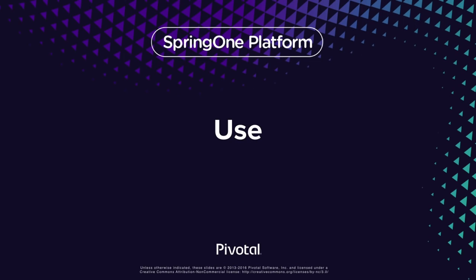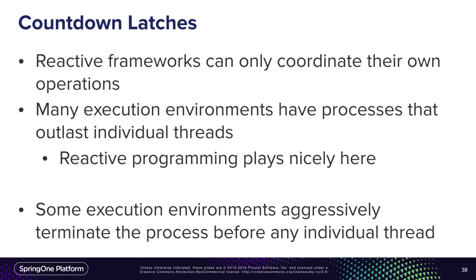So we'll move on to using Reactive now and using a Reactive API. We come back to the countdown latches again. So Reactive frameworks can only coordinate their own operations. So they're operating within an execution environment, and the execution environment has got its own concerns and doing its own thing that Reactor is not a part of. Fortunately, Reactor can cope quite nicely here because it deals with the fact that execution environments will be terminating processes, will be killing things before.